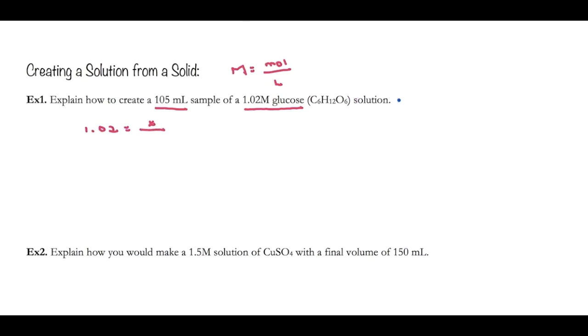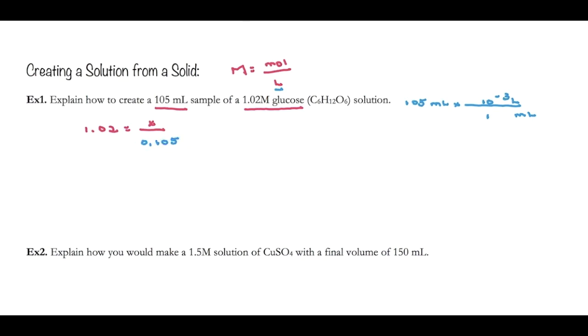Keep in mind, your volume needs to be in liters, but right now it's in milliliters. So I need to convert this from milliliters, and I'm going to do that by putting milliliters on the bottom and liters up top. 1 mL is 10 to the negative third liters. So what this is going to give me for my volume is 0.105 liters, just like what we were doing before.